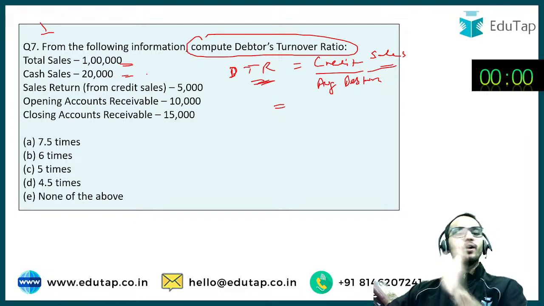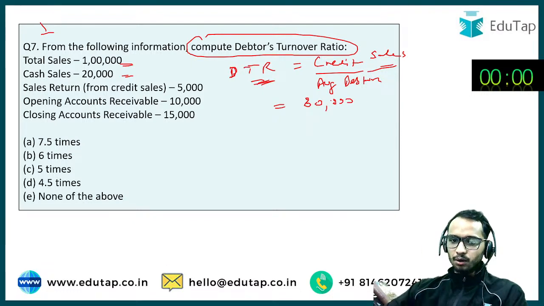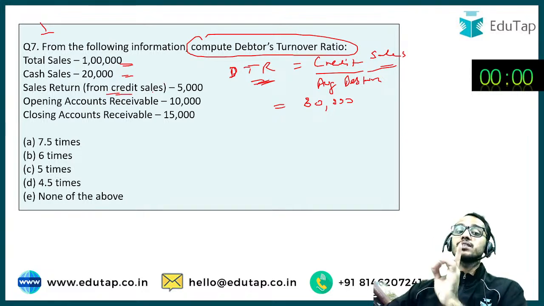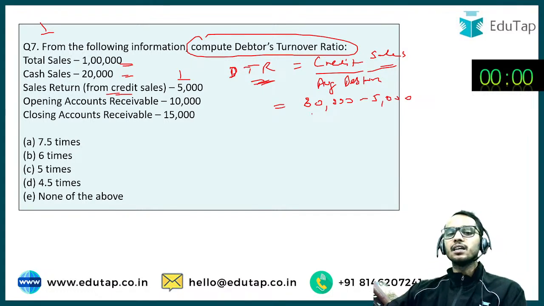Cash sale is 20,000. So deduct 20,000 from the 1 lakh. That becomes 80,000. Now sales return from the credit sale is also 5,000. So that will not be counted as your credit sale. You have to deduct a further 5,000. Easy.